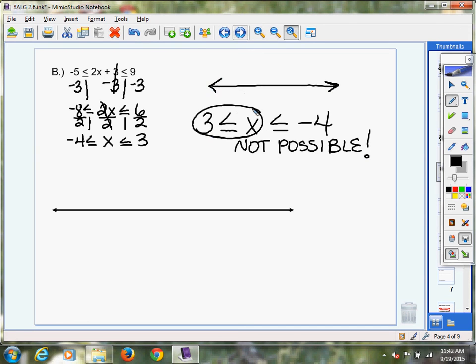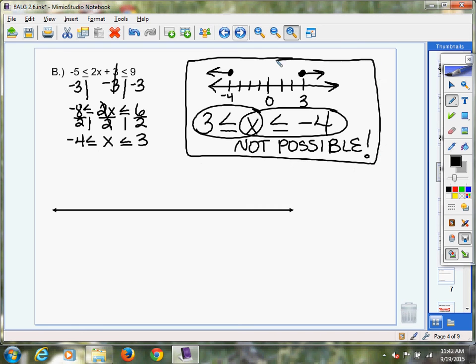Now this part right here says that technically 3 is less than or equal to x, or in other words, x is bigger than 3. So here you've got 0, 1, 2, 3. Here you would have x is bigger than 3. And then here you have x is less than or equal to -4. 1, 2, 3. Here's -4. Here's x is less than -4. They don't overlap. So this is not possible. So what I'm trying to tell you, as far as this is concerned, okay, is the smaller number comes first.